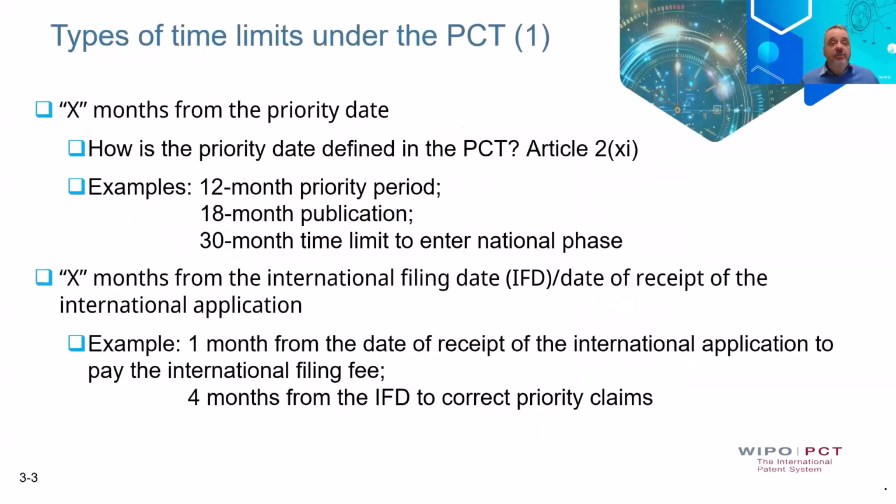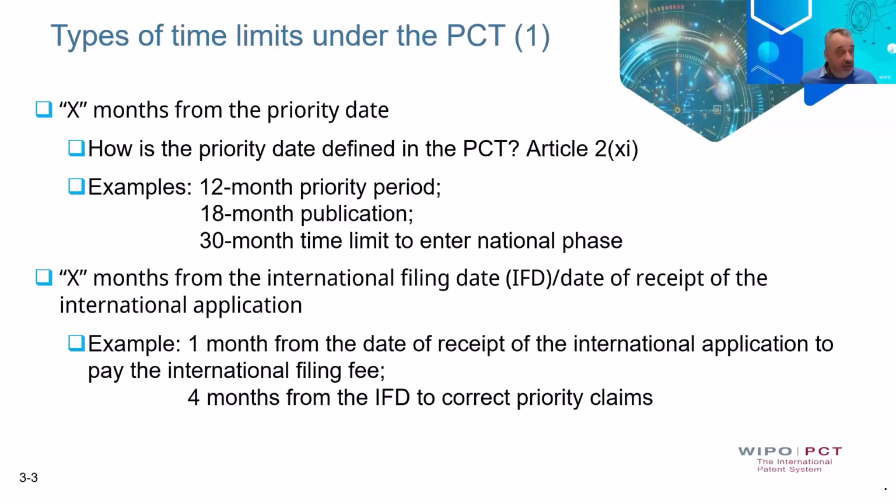So what types of time limits exist under the PCT? I was trying to conceptualize that a little bit. And there are different types of time limits that we have. And a classical, and probably the most classical one, is that you have a time limit of X months from the priority date. So the priority date, of course, needs to be understood and defined. And we do have a definition of the priority date in Article 2(xi) of the PCT.